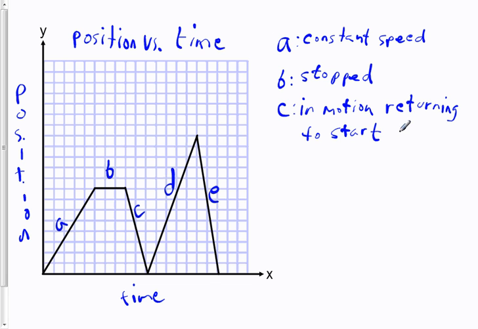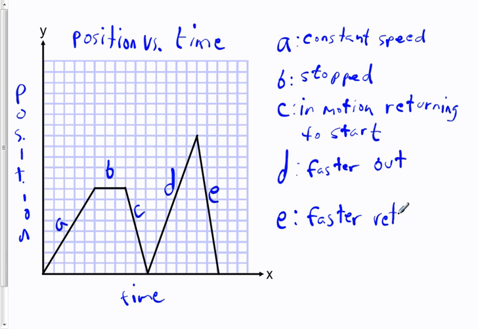Okay? Alright, and then finally at points D and E, as you guys have probably figured out, it's just a faster speed out and faster return. Okay? So those are some different scenarios to go over.